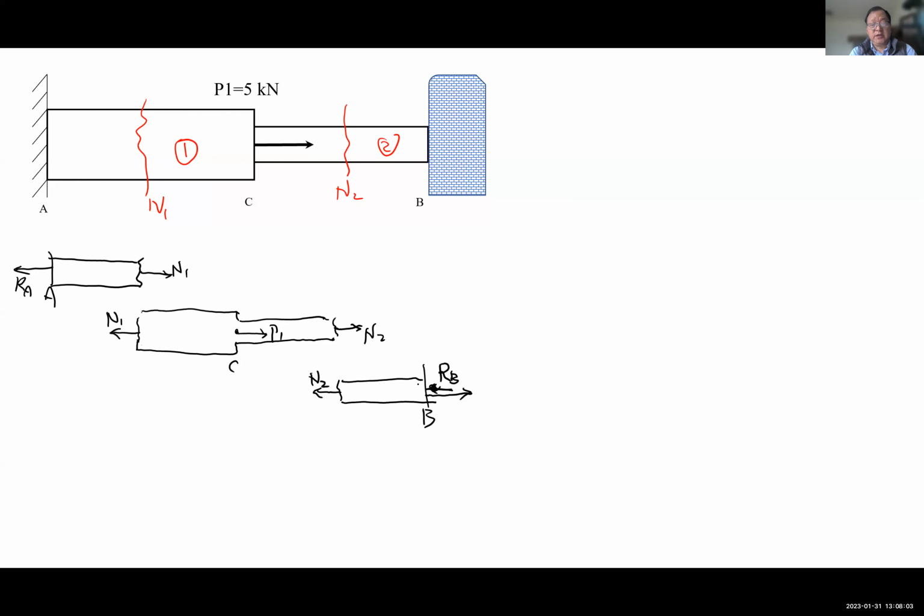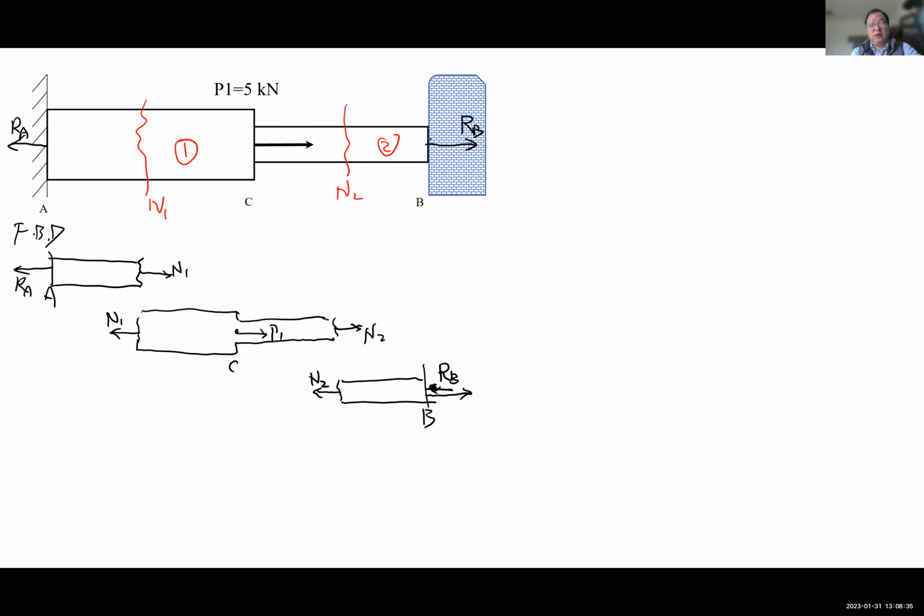Now with these three free body diagrams, I can write the equations. The first one I can get, if I write it here, is the free body diagram I already have. Of course, someone can say I can also draw the whole system, so I can draw RA here, and RB here. That's for the whole body.